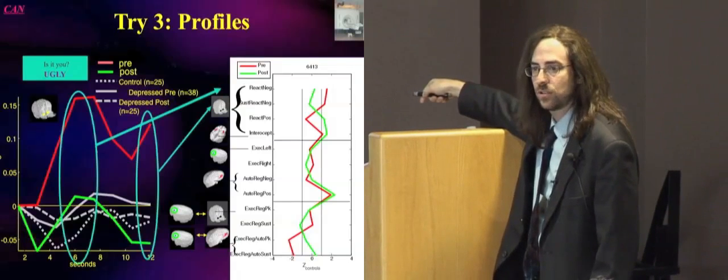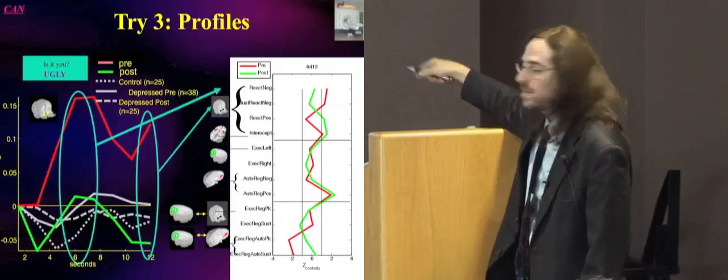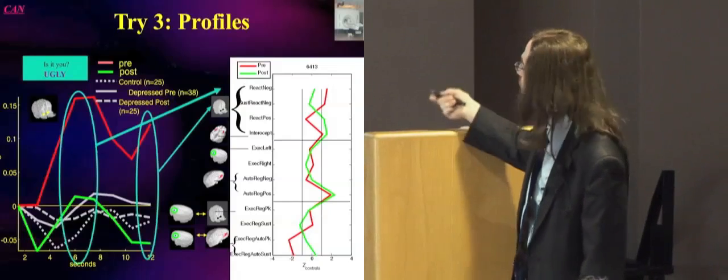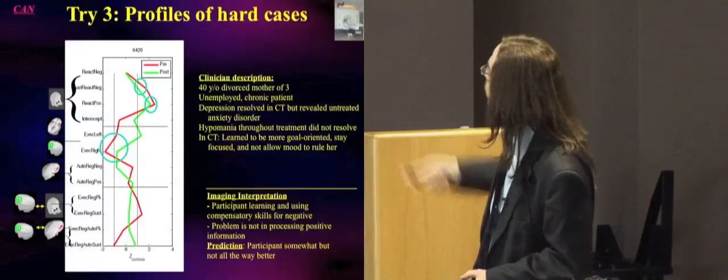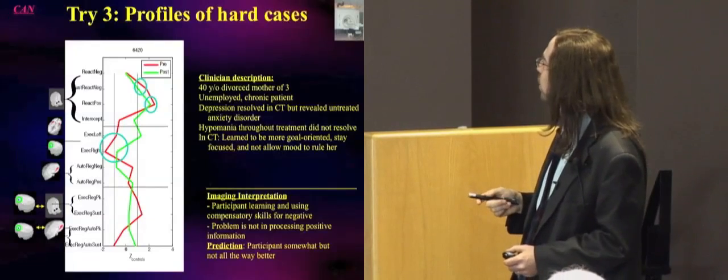Then we can show you, look, the other things that were different were they had very low communication between their dorsolateral and ventromedial areas. So maybe that's what was wrong in driving the rumination, and we can tell stories. Profiles. Our first profile, we have a 40-year-old divorced mother of 3, unemployed, chronic patient.